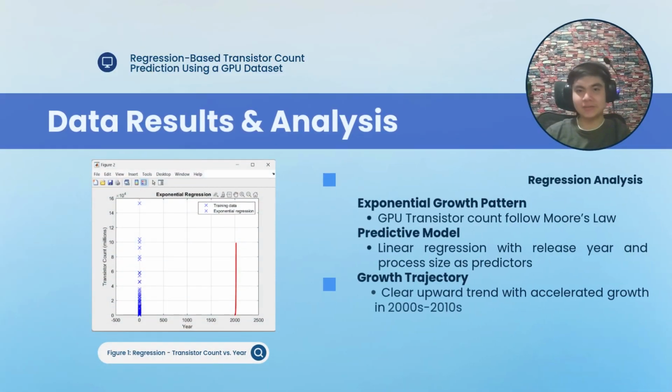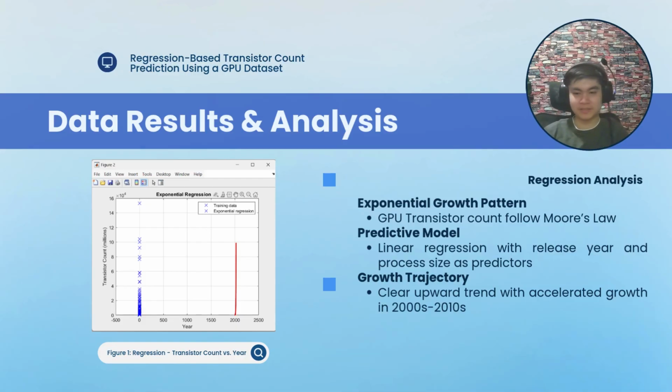So next is our data results and analysis. Based on the figure, an exponential growth pattern is shown. It follows Moore's law, a predictive model with a red line. It acts as a predictor with the release year and transistor count. Then that growth trajectory trend from supposedly 2000 to 2010s, but this figure is where the regression line is included.